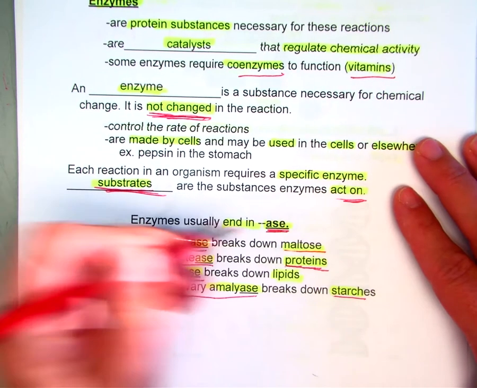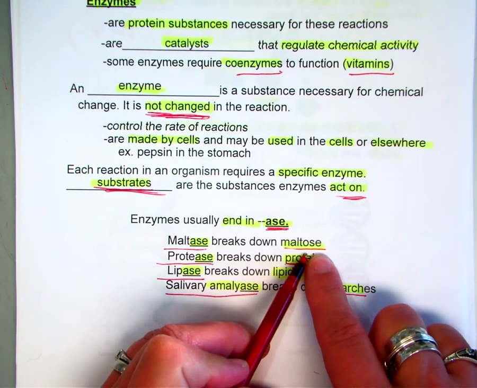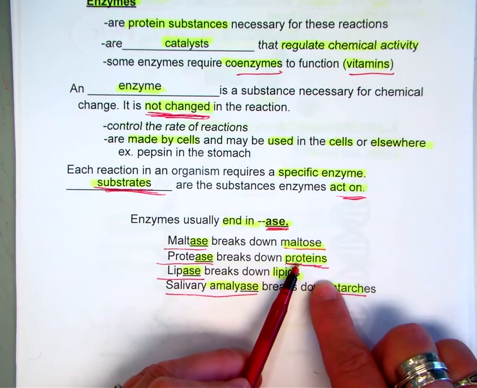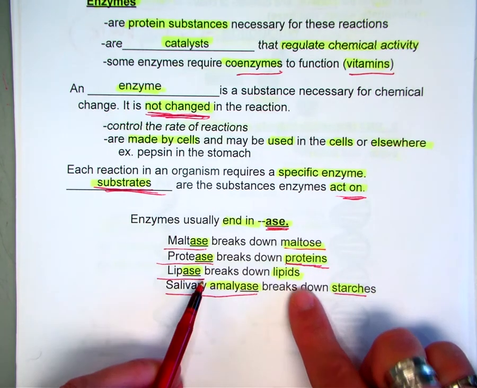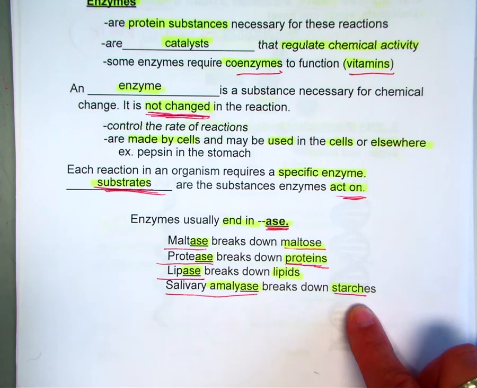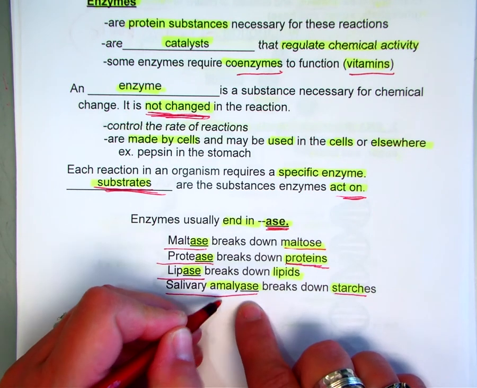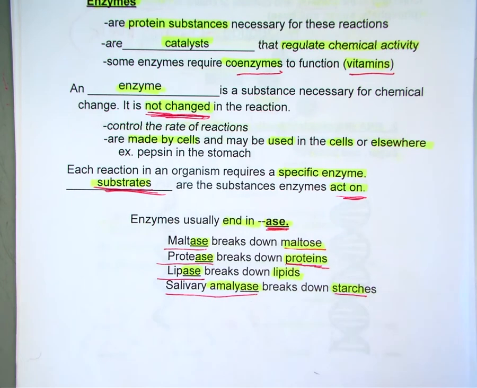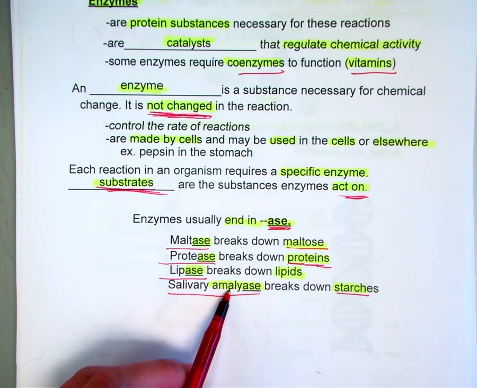We said they always end in ase. So let's review. Maltose, what's the enzyme? Maltase. Protein, protease. Lipid, lipase. What about starch? Remember, you want to say starchase, but that's not what it is. It's salivary amylase. Amylase. That's the one that I said, okay, you eat this big plate of pasta or bread or something full of starch. It's the only enzyme that we add right to the food in the mouth.